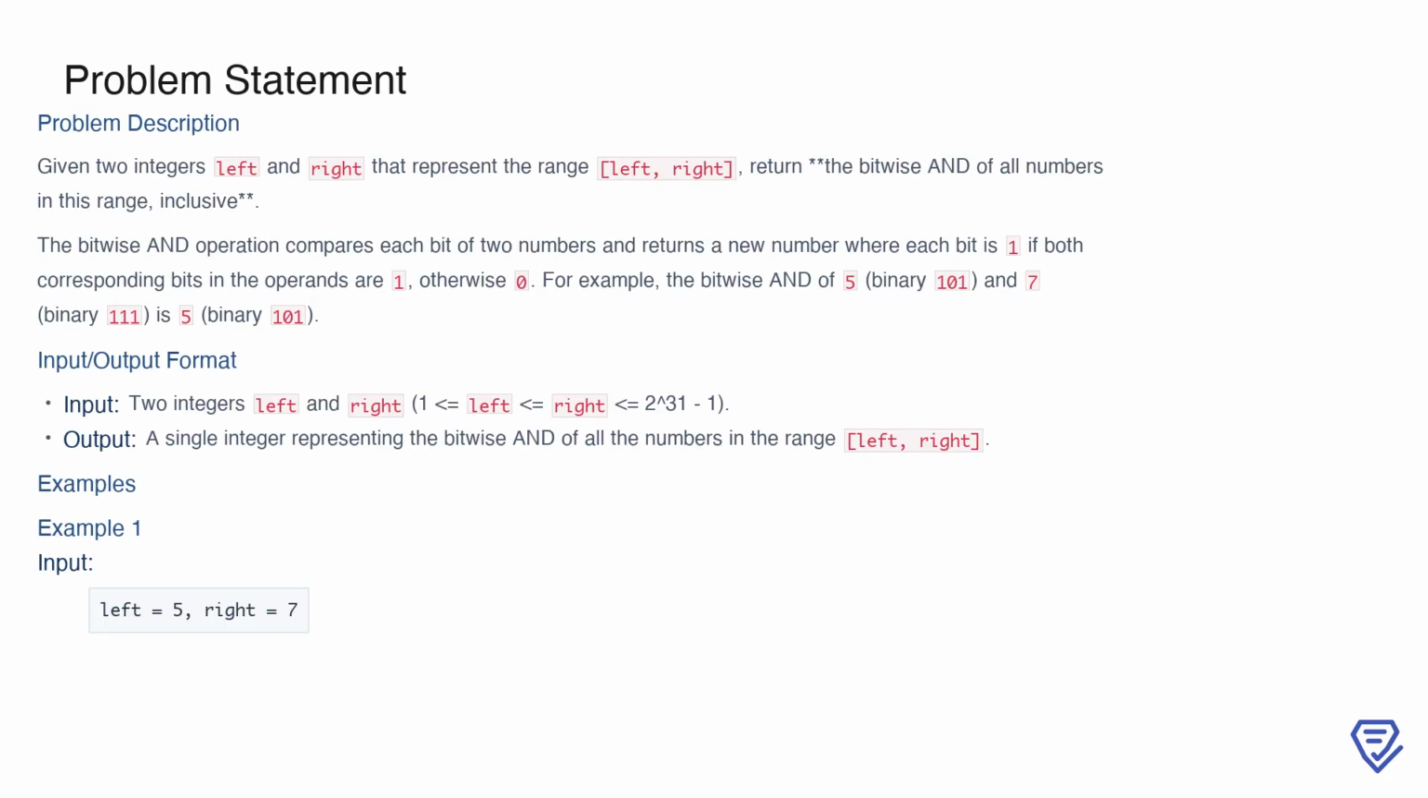In this problem, we are given two integers, left and right, which define a range of numbers, [left, right]. Our goal is to calculate the bitwise AND of all the numbers within this range, inclusive.